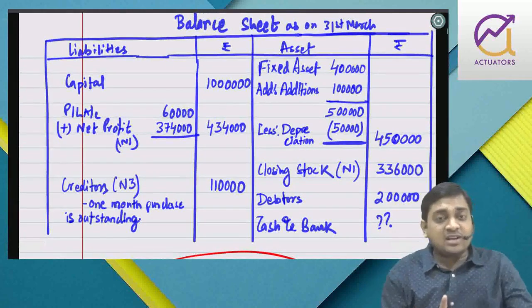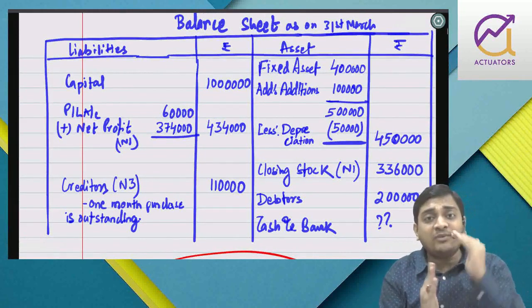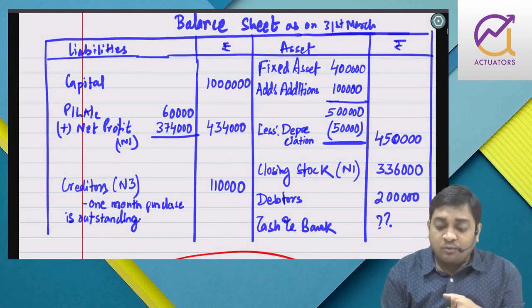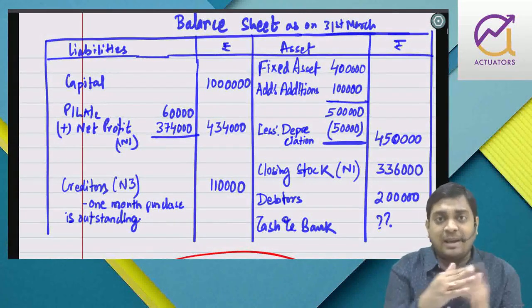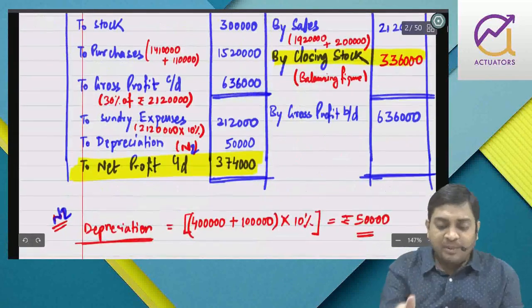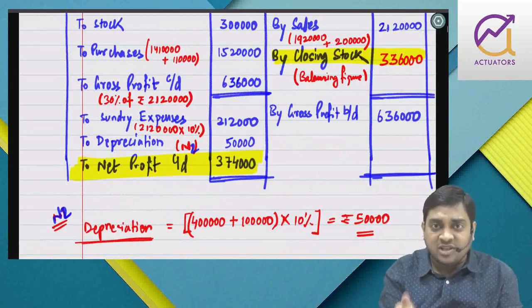Are you getting my point? First of all, you have to move what we need. And I have told you in the past also that what they will ask you in the problem should be kept in the front. So PL and balance sheet is the main part. So I'm preparing. I'm getting stuck. Think.